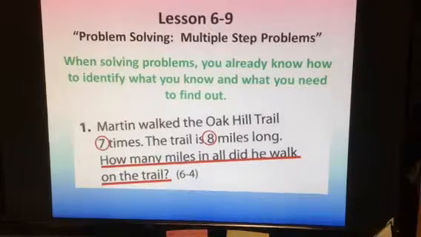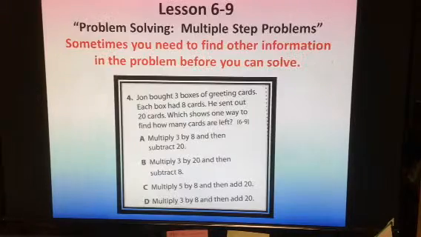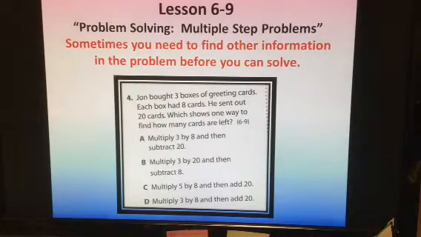Hello. Today's lesson is the last lesson in this topic, the last lesson on multiplication, and it is lesson 6-9, problem solving, multiple step problems. When solving problems, you already know how to identify what you know and what you need to find out. On this problem, we knew the important numbers and we underlined what we needed to find out. Sometimes you need to find other information in the problem before you can solve.